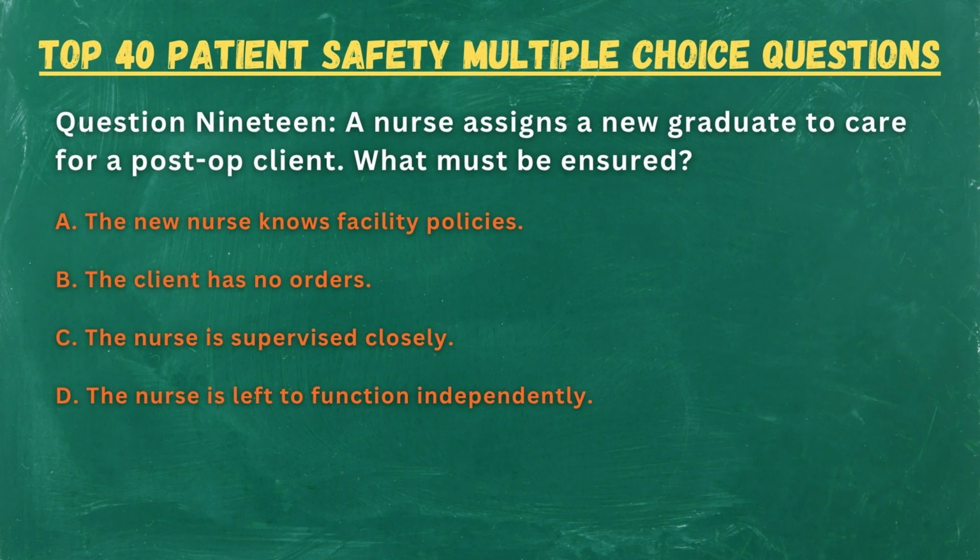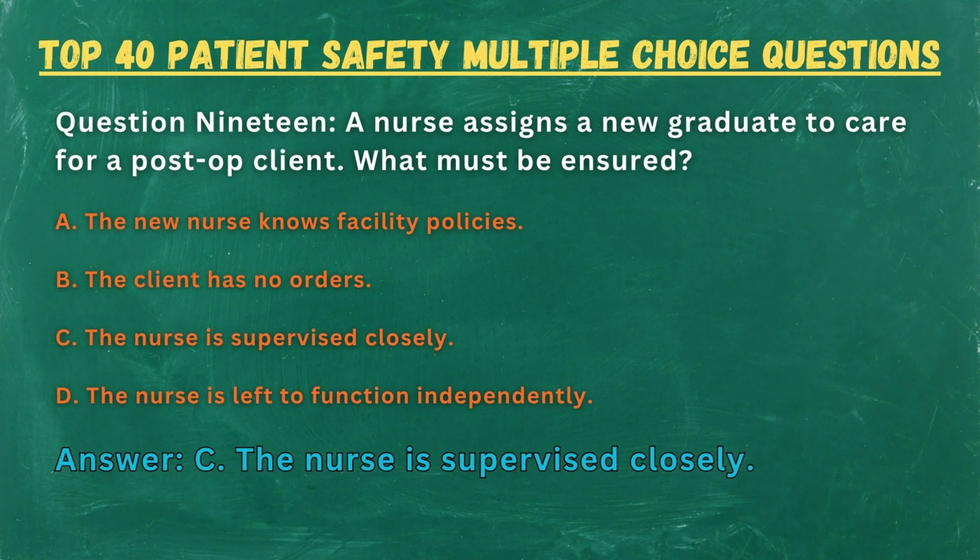Question 19. A nurse assigns a new graduate to care for a post-op client. What must be ensured? A. The new nurse knows facility policies. B. The client has no orders. C. The nurse is supervised closely. D. The nurse is left to function independently. Answer: C. The nurse is supervised closely.